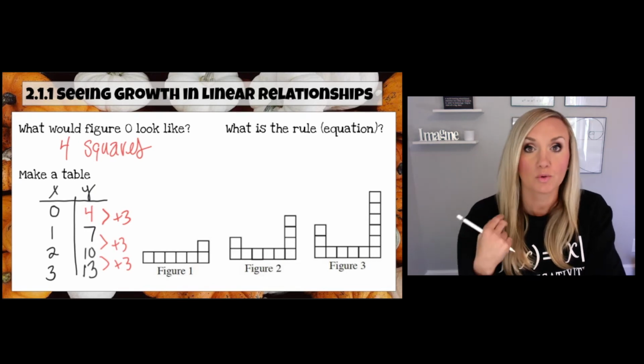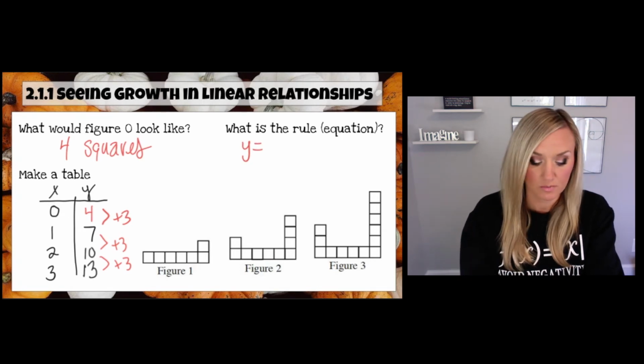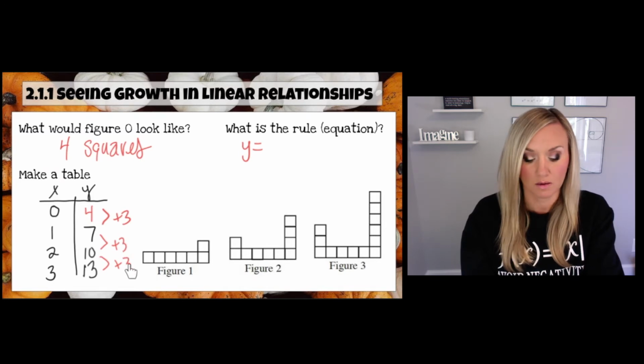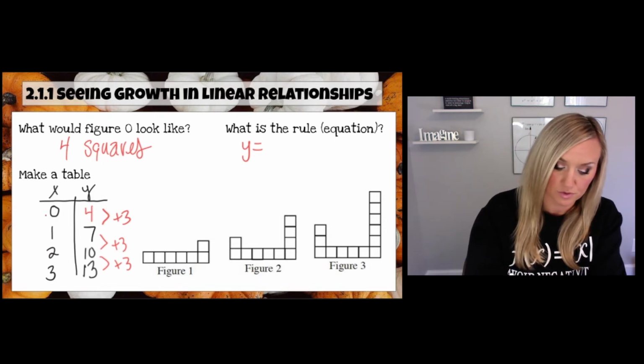Okay, so now we want to write an equation. So an equation, because this is linear, linear means that it is growing by the same number each time, right? And the x's are also growing by 1, figure 0, figure 1, figure 2, figure 3. And that's important to note too. So I'm going to say off to the side that these are all plus 1.